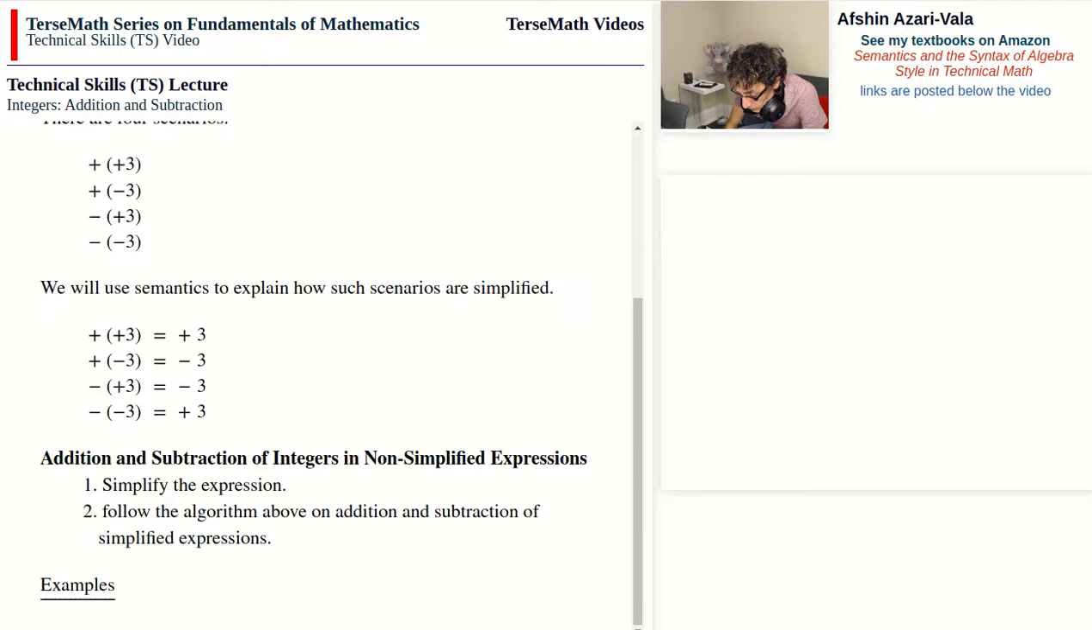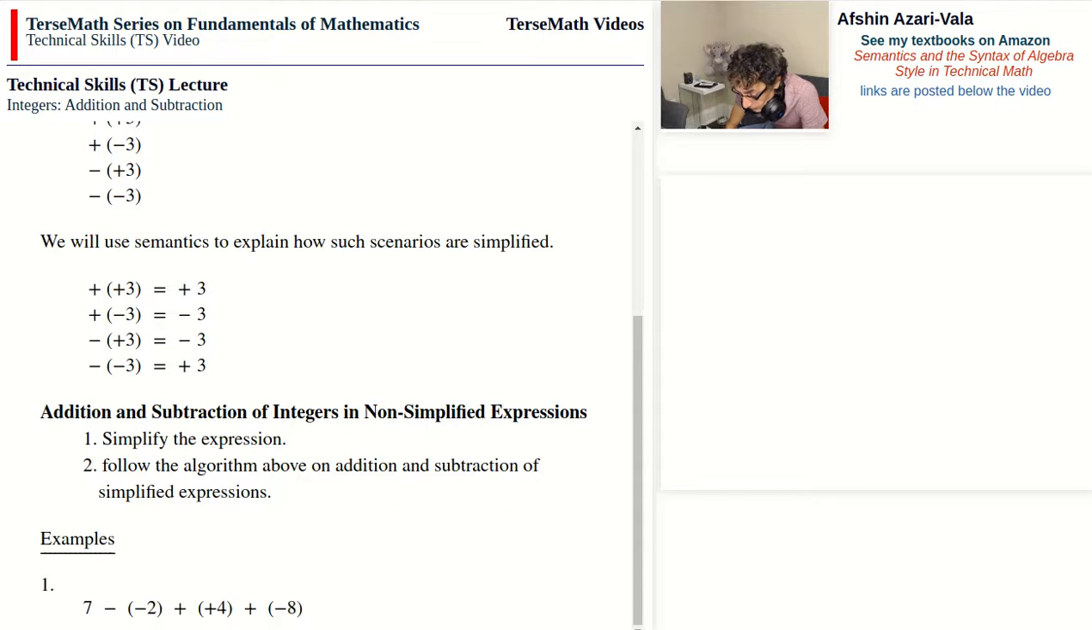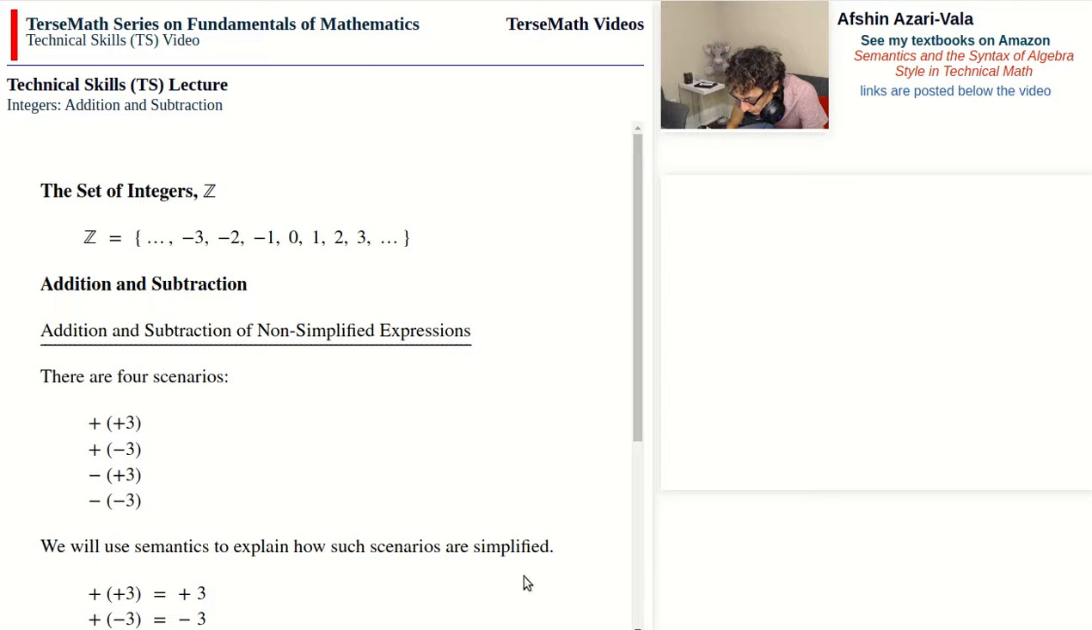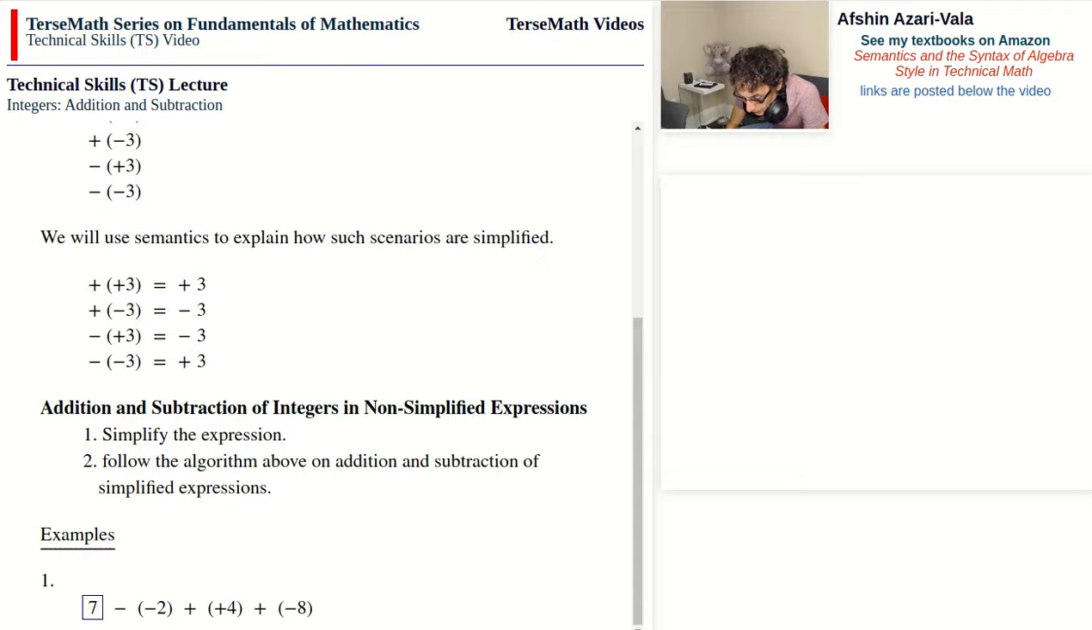Here is an example of this kind of problem. Number 1, we have 7 minus negative 2 plus positive 4 plus negative 8. And let me just quickly show you the terms in this expression. Of course, 7 is one term. And negative 2 is one term. Now I hope this jump doesn't keep happening over and over. Great. Okay, so we have negative 2 and then we have positive 4, which is a term, and then we have negative 8, which is also a term.